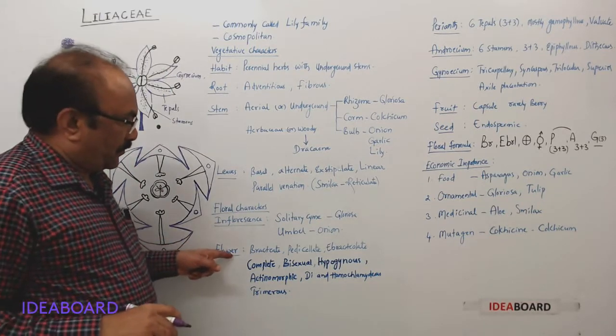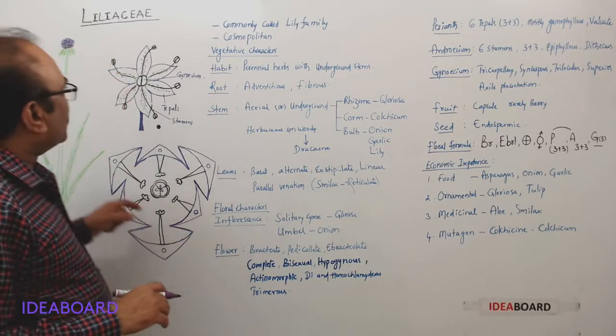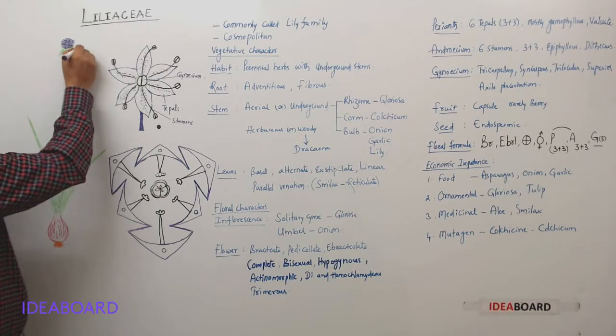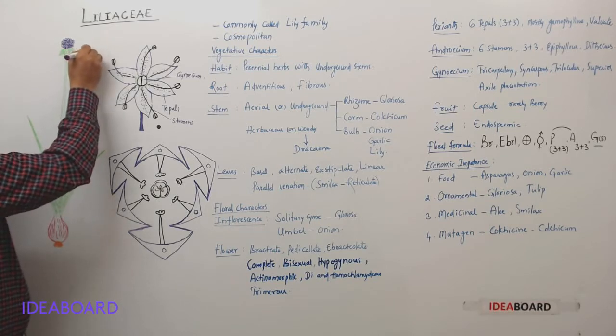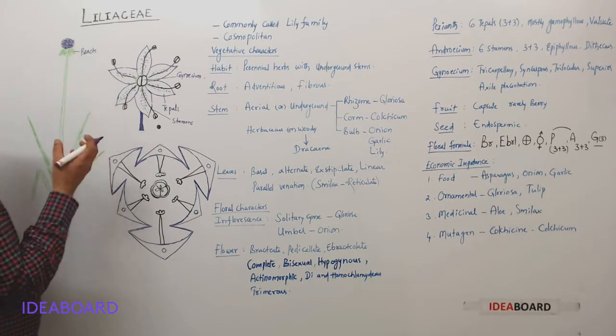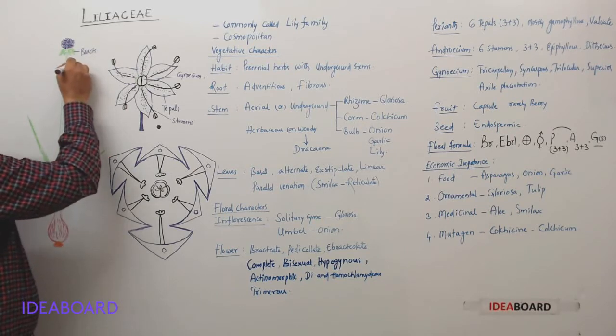Now, the flowers are with bract. So where is the bract actually? These are bracts. The umbel inflorescence will have a whorl of bracts which is called involucre.